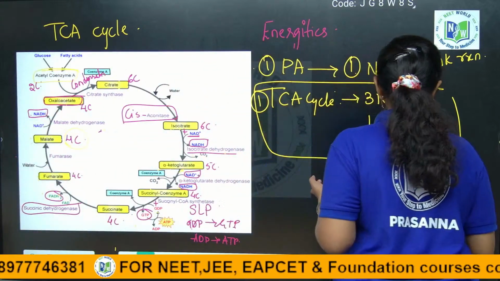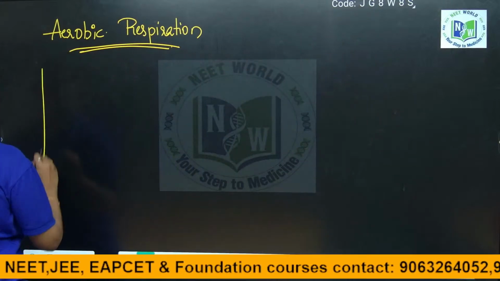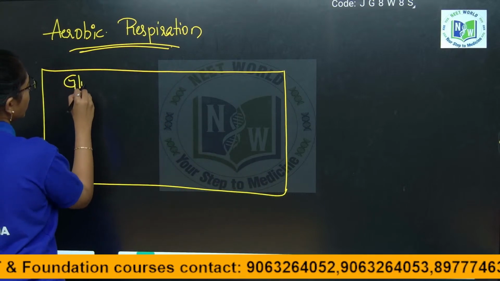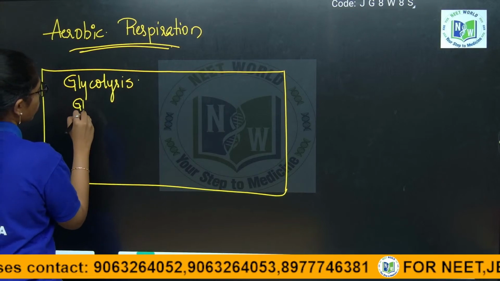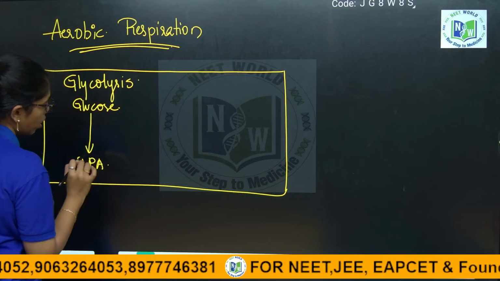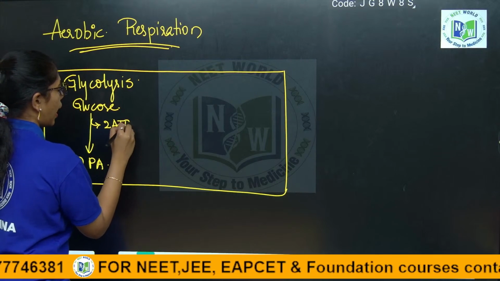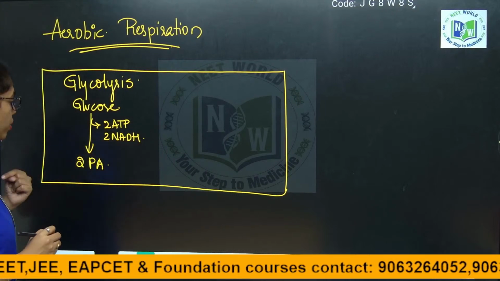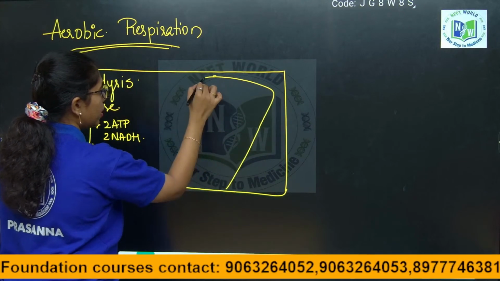And this aerobic respiration will release a huge amount of energy. So if we look at this as a cell, in glycolysis, of course, glucose is partially or incompletely oxidized to two molecules of pyruvic acid, releasing 2 ATP and 2 NADH as the energy. These 2 molecules of pyruvic acid will enter the mitochondria.